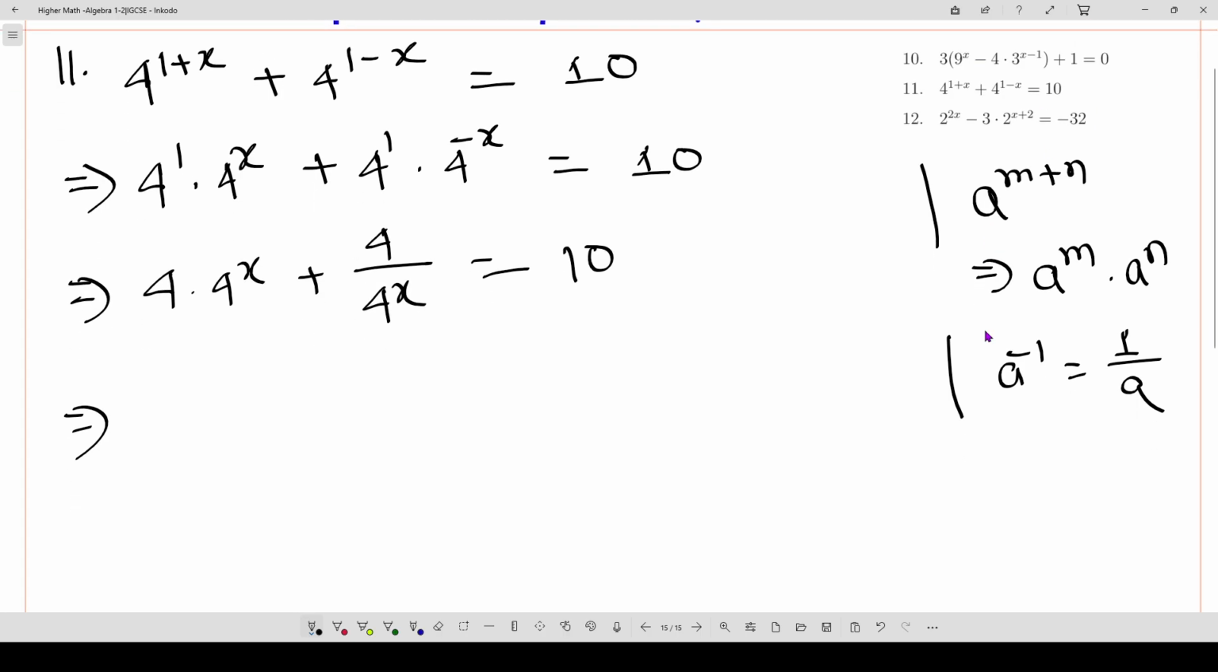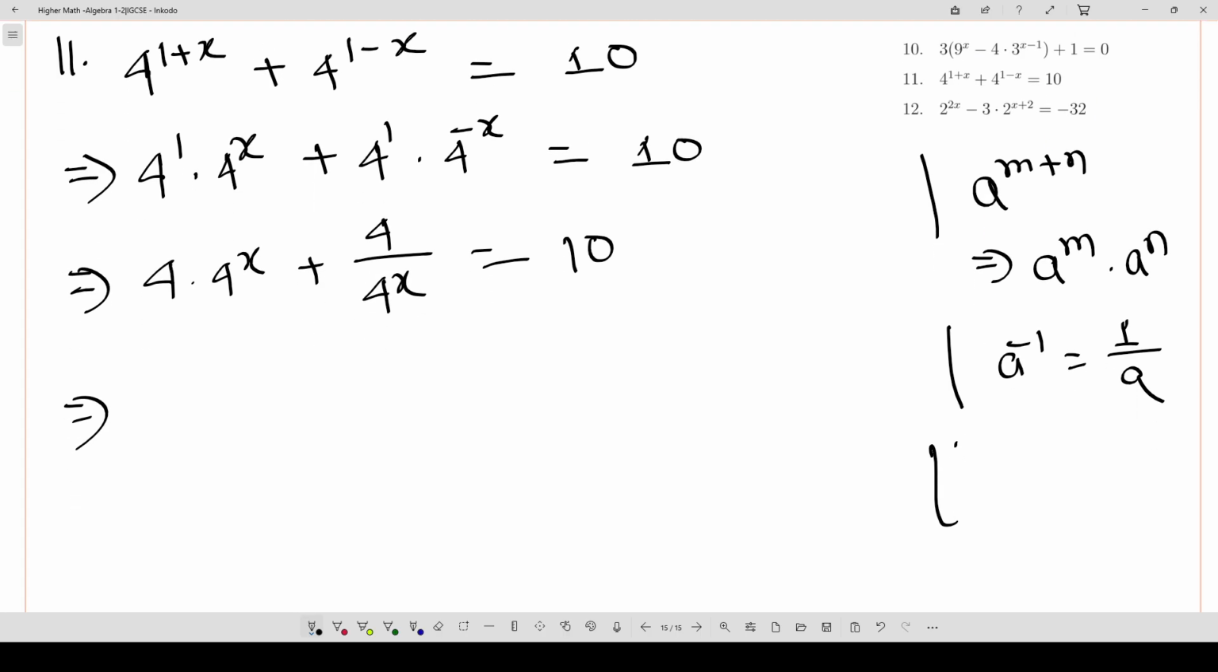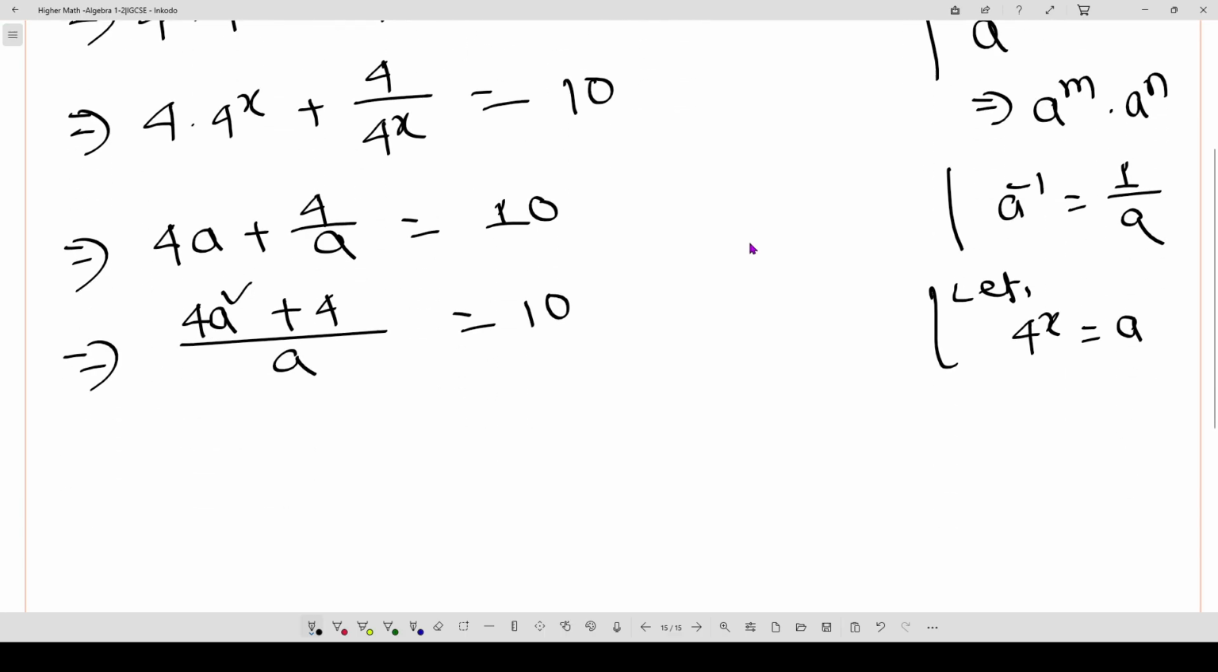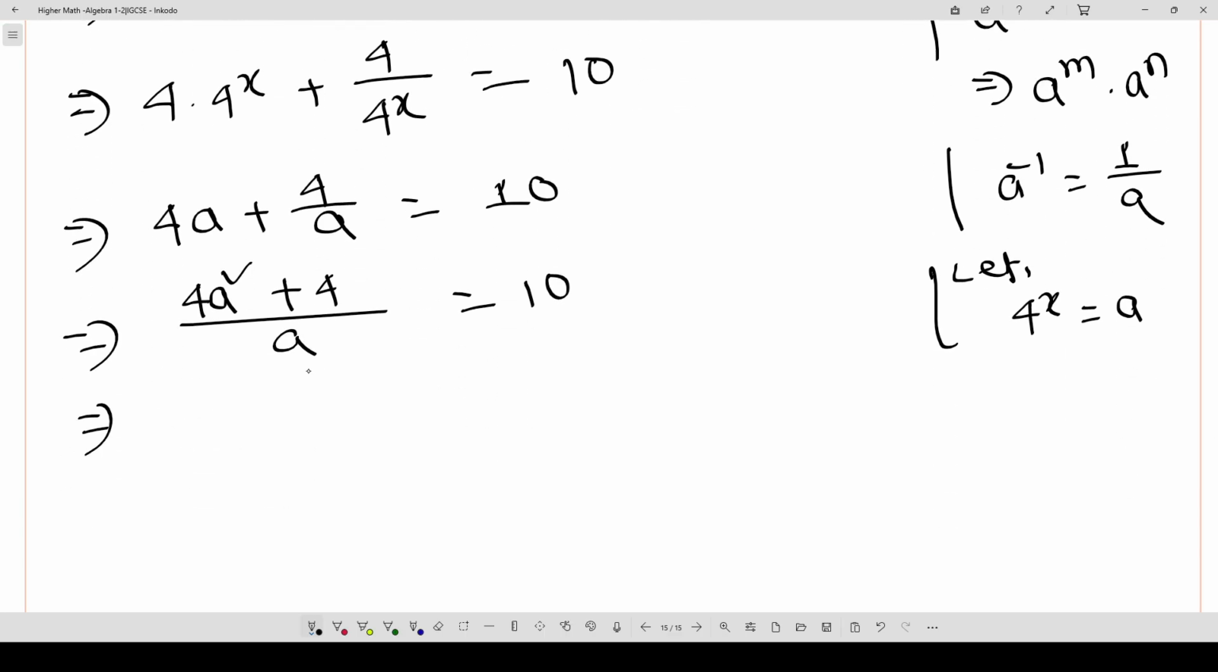Now let 4 to the power x equals a. In this case we can write 4a plus 4 by a equals 10. So we can take the LCM. Here is a, so here will be 4a square plus 4 over a equals 10. Now we are multiplying both sides by a, so it will be 4a square plus 4 equals 10a, right?